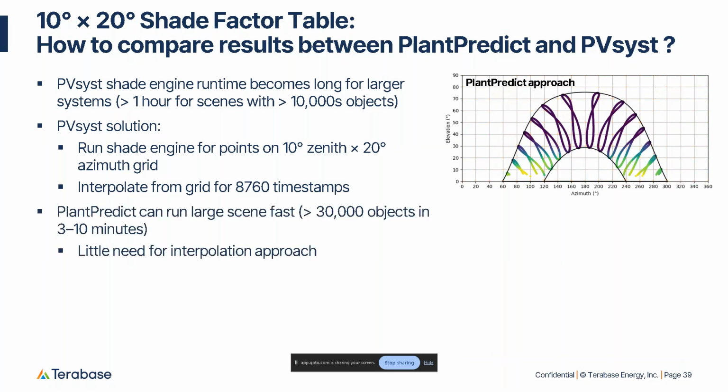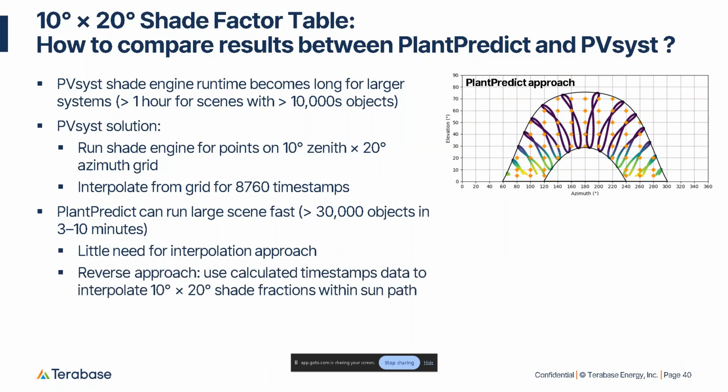So we don't really have this issue. I think Jason has demonstrated that our shade engine runs fairly fast. We can do more than 30,000 objects in 3 to 10 minutes. So there's little need for this interpolation approach, but we can use that the other way around, meaning that we can calculate all our timestamps, and from there we can interpolate the 10 times 20 points on the grid within the sun path. And this is what we do.